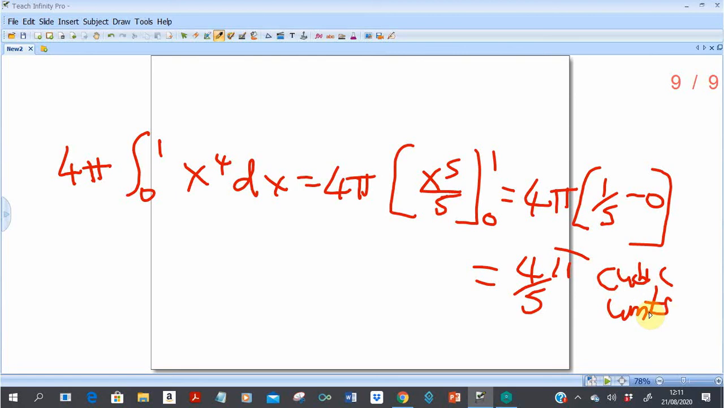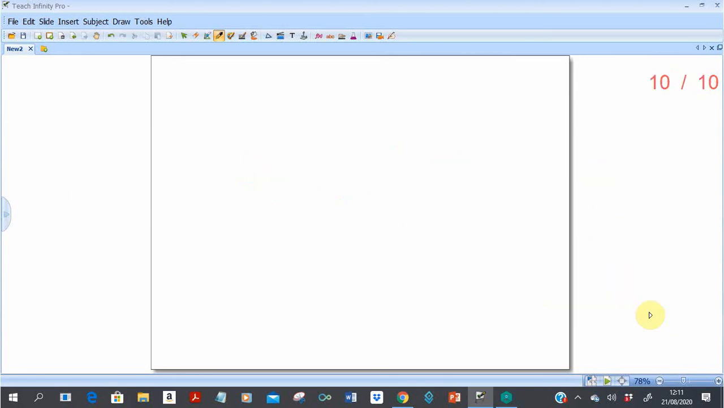Remember, for area we had square units. Okay, so that is an example on the volume. And now we move to velocity and acceleration. This is also an application.